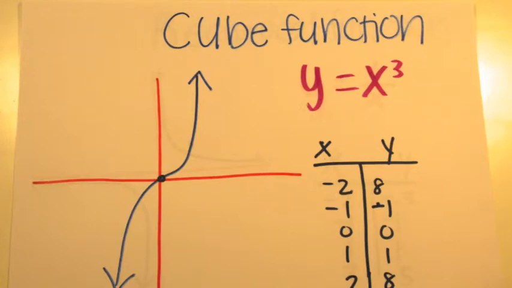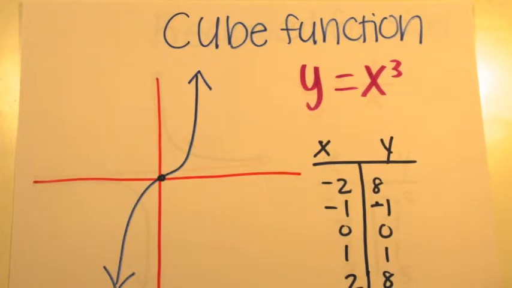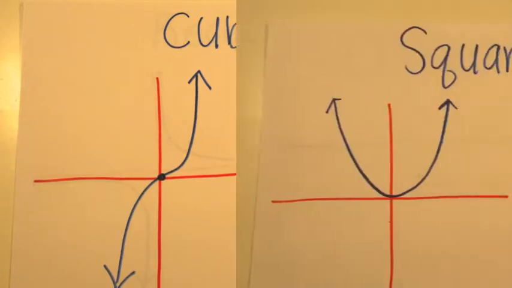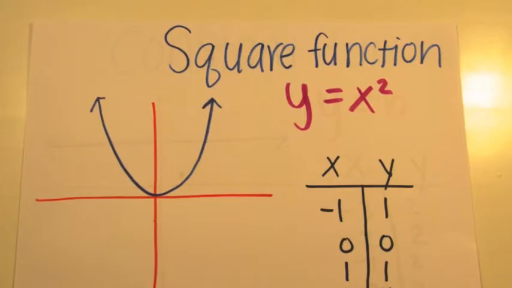y-intercept is 0. Third of all, we can tell about the symmetry. Since it's reflective over the origin, we know that it's odd. And lastly, the graph looks like it's increasing all the way. Now let's go to the square function.